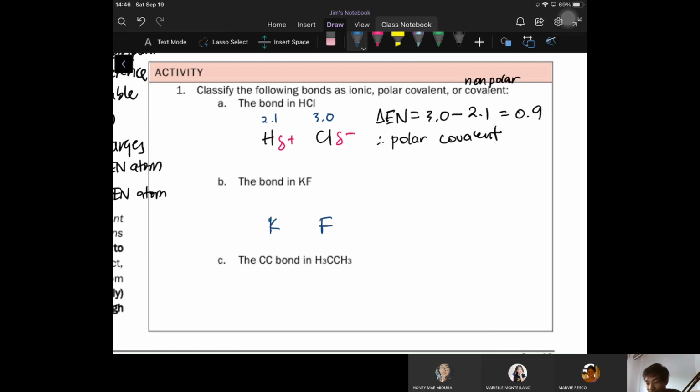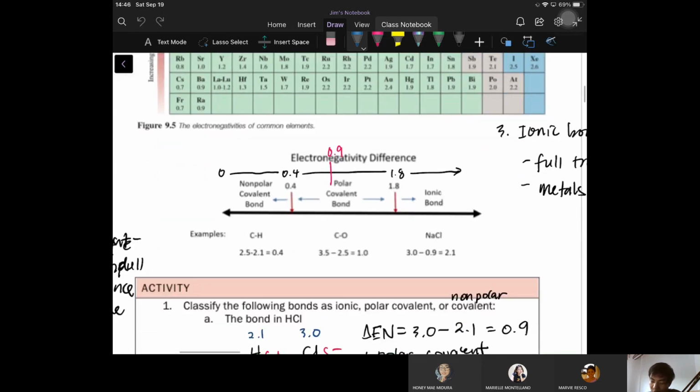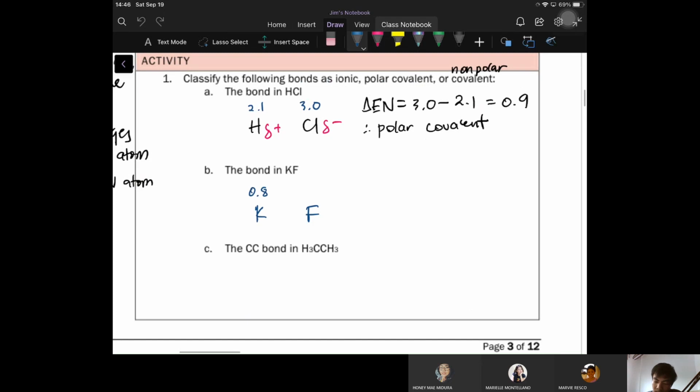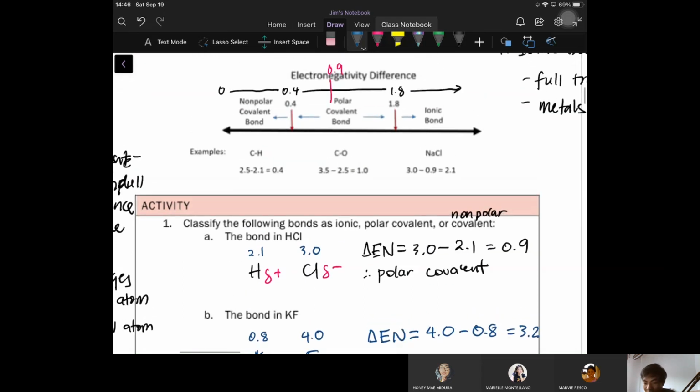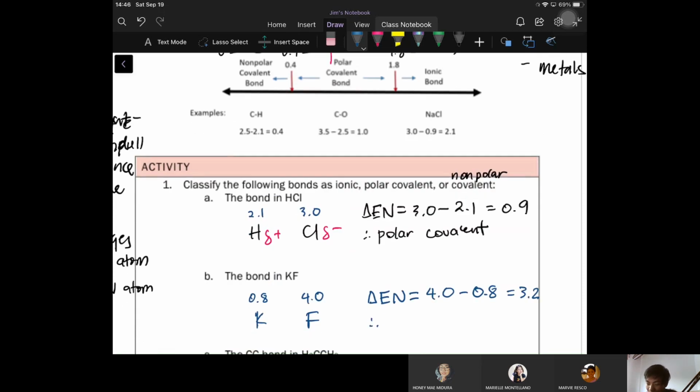KF. Okay, so tignan natin electronegativity. Si K ay 0.8, si F ay 4. Then anong gagawin? Get the difference. Big number minus small number. 3.2. Tama ba? 3.2. Okay. So, pagkakuha mo ng difference, tingin ka ulit dito sa graph. Asan yung 3.2 dyan? Lagpas ng 1.8 na. So, pag lumagpas na ng 1.8, we can say that that is an ionic bond.